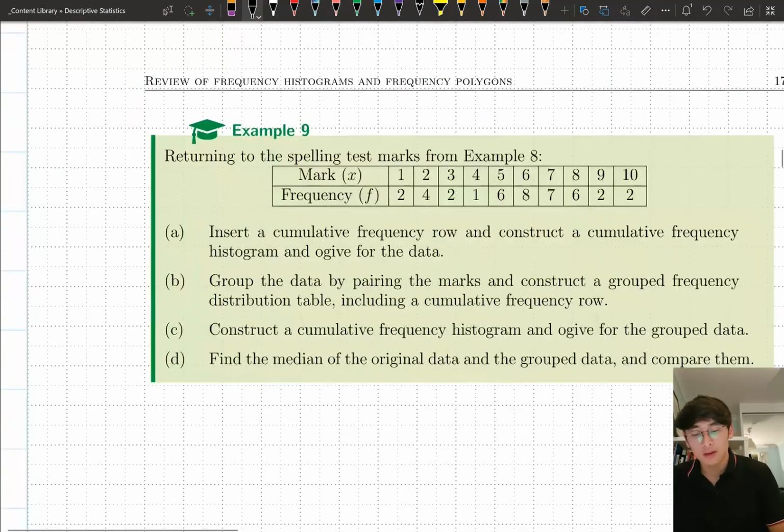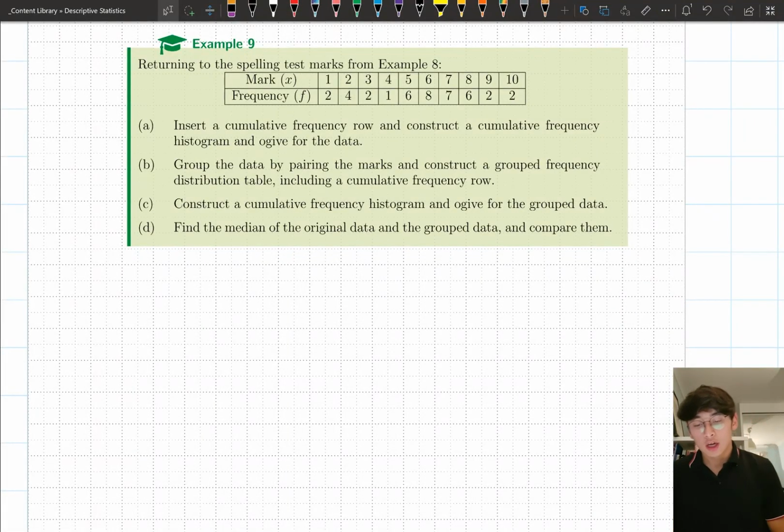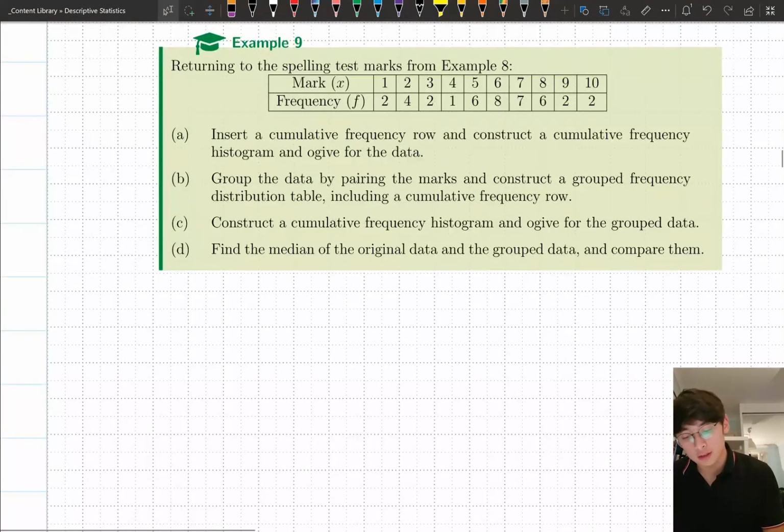So let's have a go at an example where we need to do this. This is the same set of data with our spelling test, example 8. What we want to do first is insert a cumulative frequency row and construct the cumulative frequency histogram and Ogive for this data. So let's have a go at this first one.